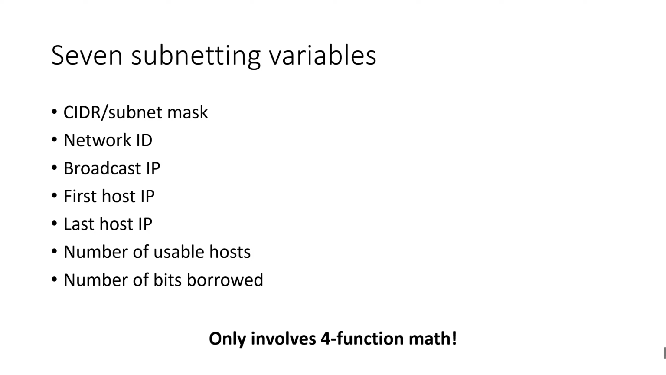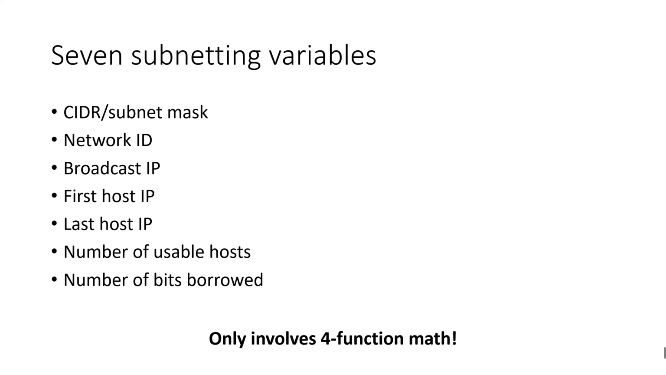In this video, I want to talk about subnetting variables. The first subnetting variable we're going to talk about is the CIDR or subnet mask. Then we're going to talk about the network ID, broadcast IP, first and last host IPs, number of usable hosts, and number of bits borrowed. Every single subnetting problem that you will be asked to answer is asking you for one of these 7 variables. That's it. You'll never be asked for anything other than one of these 7 variables.